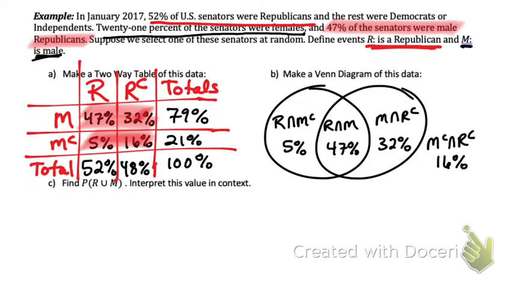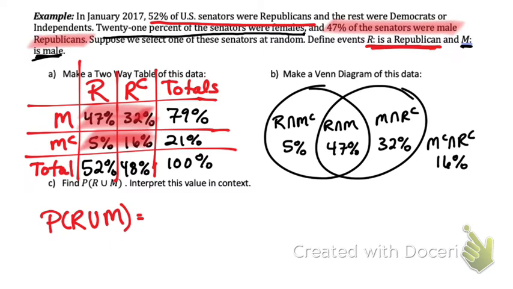Cool? Cool. So now here's what we're going to do. We're going to find the probability of Republican or male. Now, I have a question for you guys. The people that are in this part of the circle, the 5%, are they Republican or male? They are Republican or male. They fit one of those. The people that are here in the middle, the 47%, are they Republican or male?